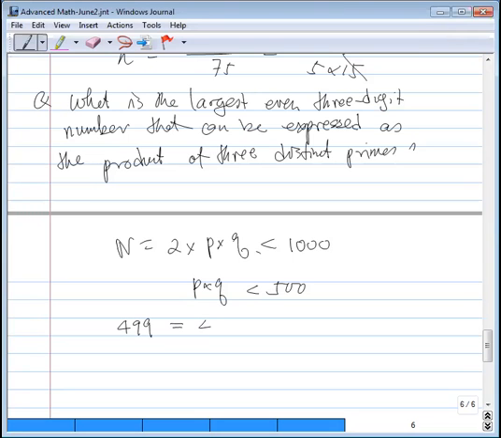You cannot express it as a product. Okay, so 499 equals 499. You cannot separate it. It's a prime number again.